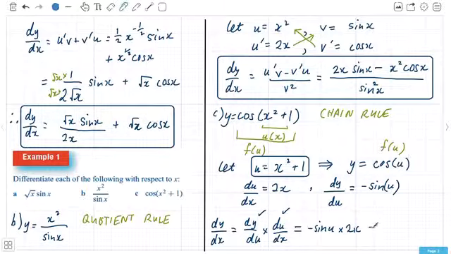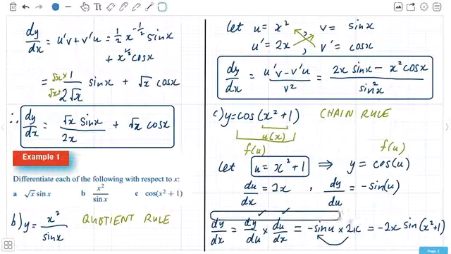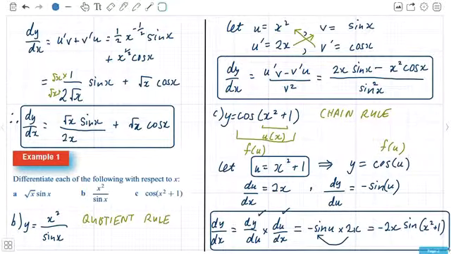So for our final answer, I'm going to move the 2x up the front so it doesn't interfere with the sign. So we've got negative 2x, the negative sign from the front, sine of u, and u is x squared plus 1. So that means that the derivative of cos of x squared plus 1 is actually negative 2x sine of x squared plus 1.